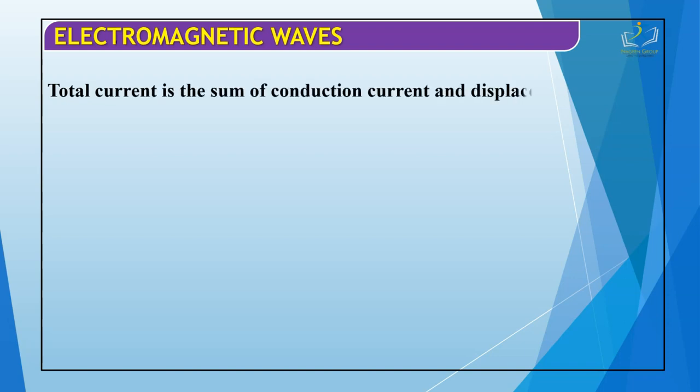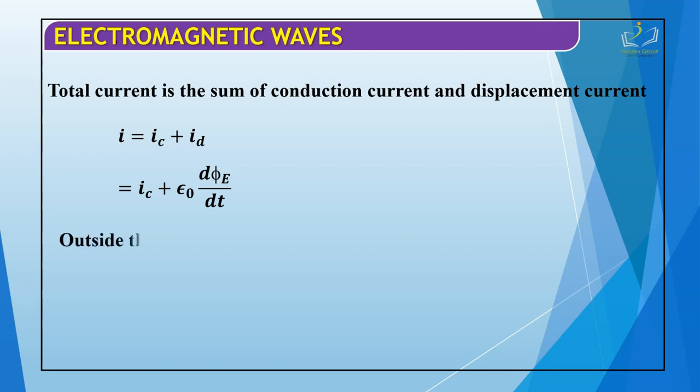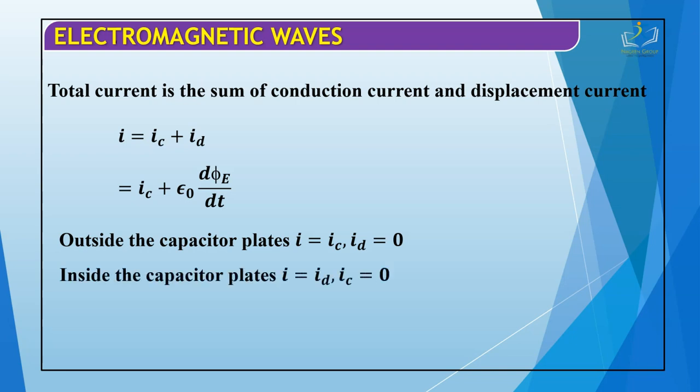Total current is the sum of conduction current and displacement current. I is equal to I_C plus I_D. So I_D will be epsilon naught d phi_E by dt. Outside the capacitor, I_D will be 0, so I is equal to I_C. Inside the plates, I is equal to I_D and I_C will be 0.